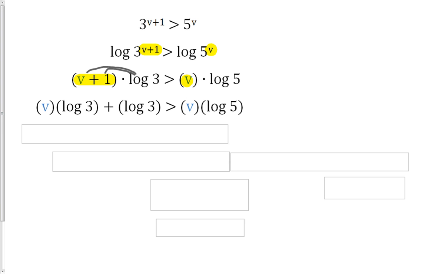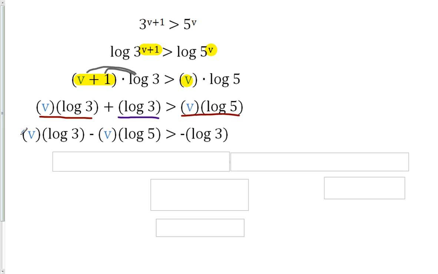At this point, I want to get all my terms with v over to one side and my terms without v over to the other side. So I'm going to subtract the v log 5 from both sides and subtract log 3 from both sides. And then we have our two terms with v in it over here and our constant over on the right. Again, sign doesn't change.